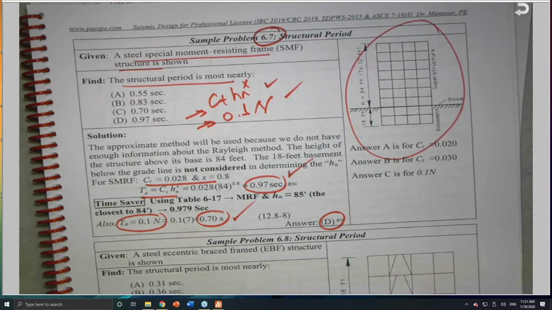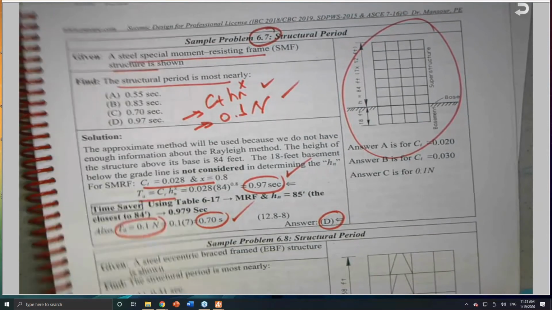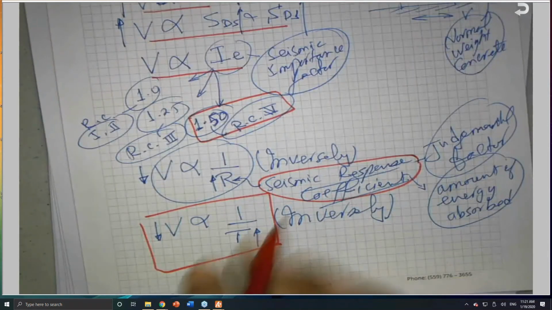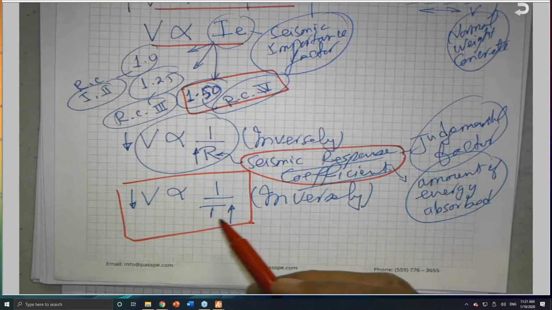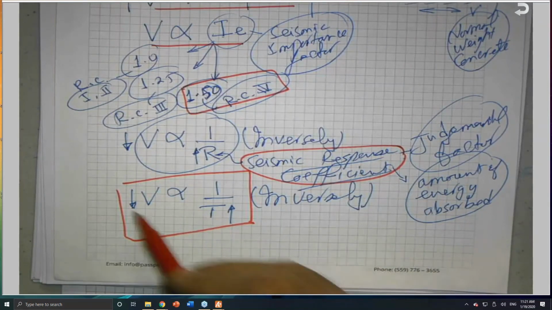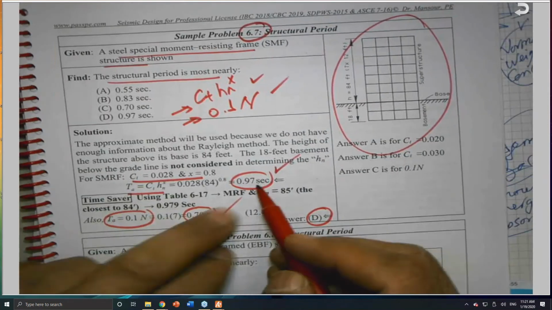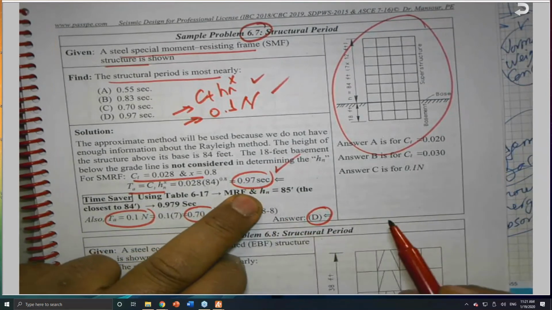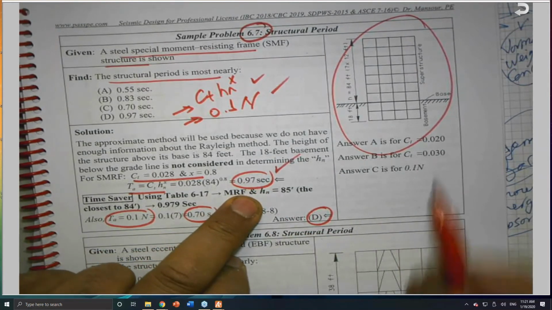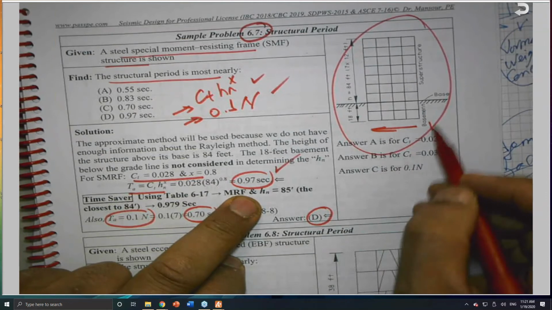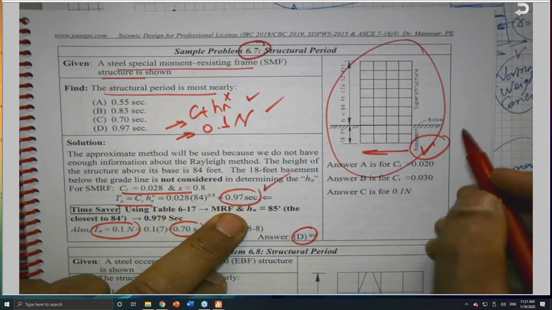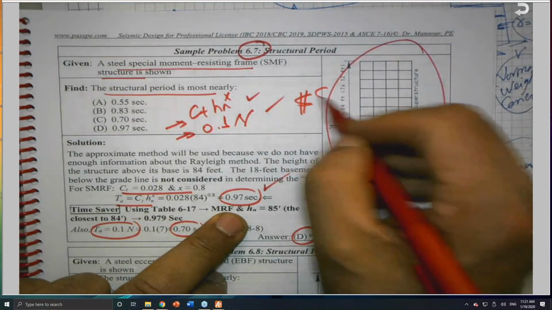Okay. Smaller base shear, what does it mean? Our friend said he agrees with you. That's why I mentioned this proportion right now. The smaller T, the larger the V. The larger the T, the smaller V. So if I pick 0.97, it will give me a smaller V, smaller base shear here. What a smaller base shear means is a more economical structure.